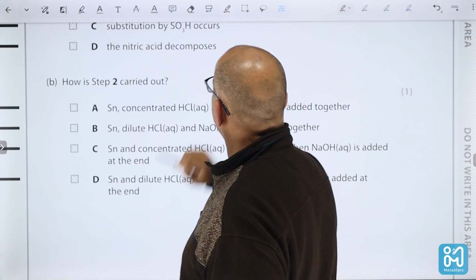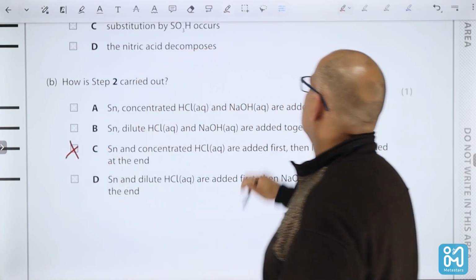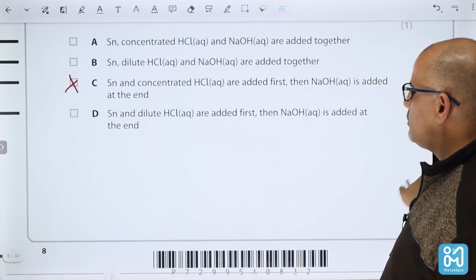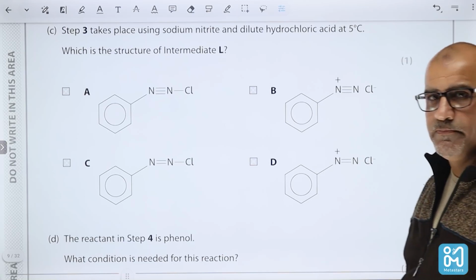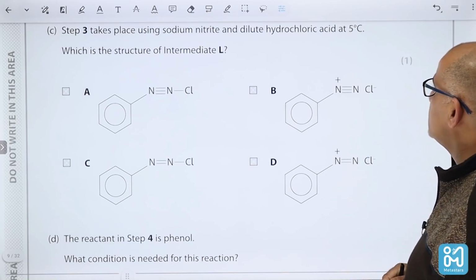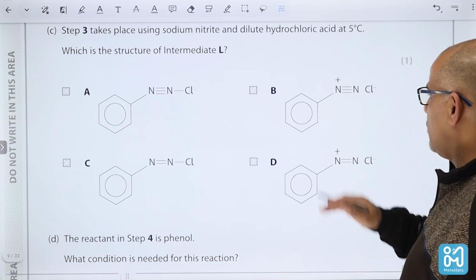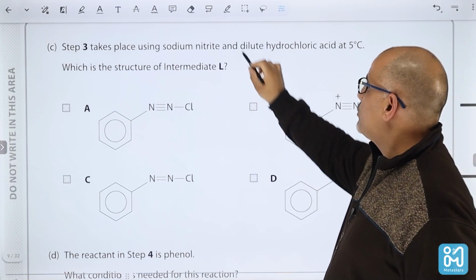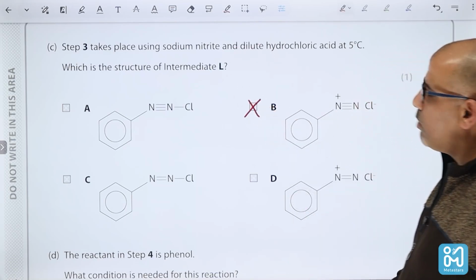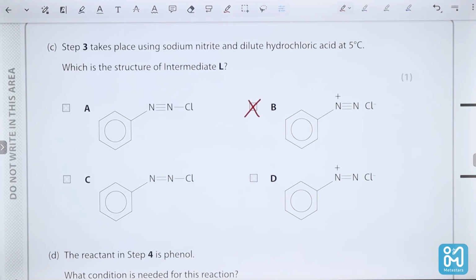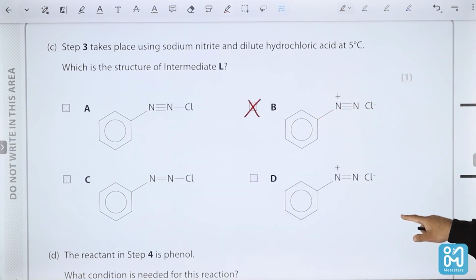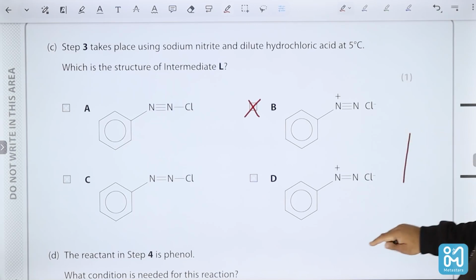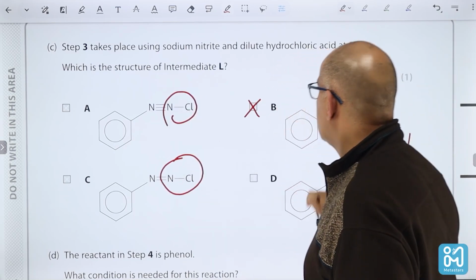So that's the correct answer. Now, the next one. Step 3 takes place using sodium nitrite and dilute hydrochloric acid at 5 degrees. What is the structure of the intermediate? Again, if you return to the structures, you will find that the correct answer is C. That's the diazonium salt, because there is no triple bond there and the Cl is not doing what's known as a covalent bond with the structure.